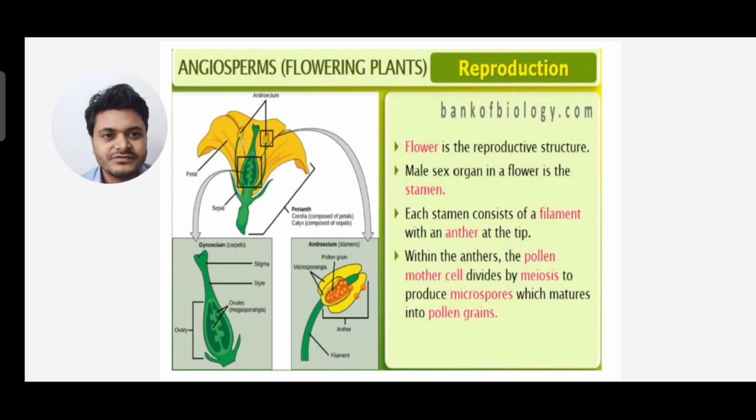So you can see the figure of the stamen or androecium on the right hand side below. You can see anthers and filament are given. Within the anthers, pollen mother cells divide by meiosis to produce microspores which mature into pollen grains. So within these anthers they have pollen grains. This is the male gamete.